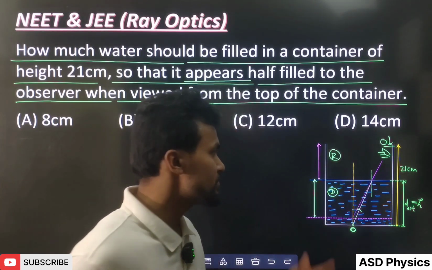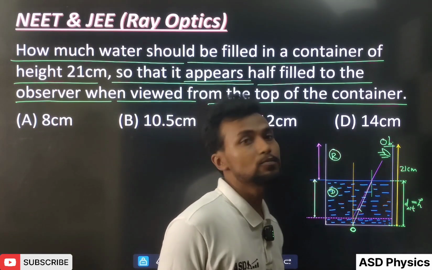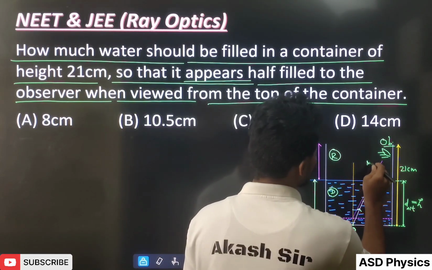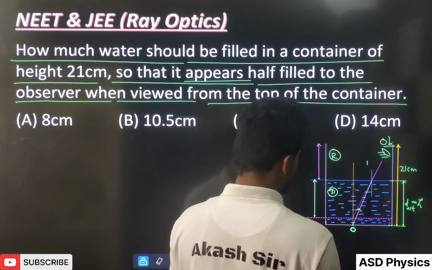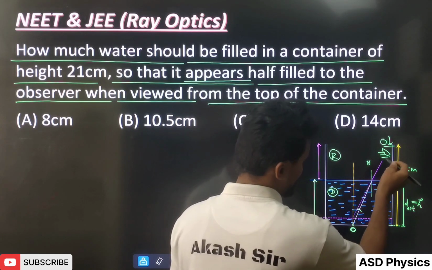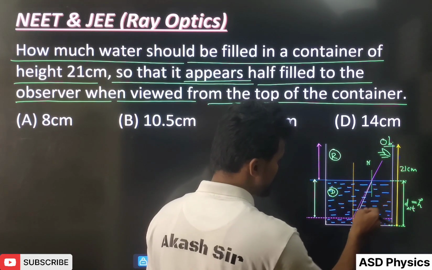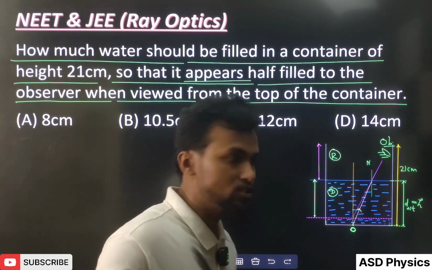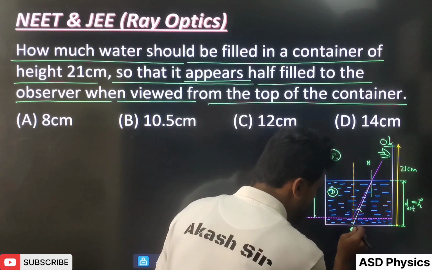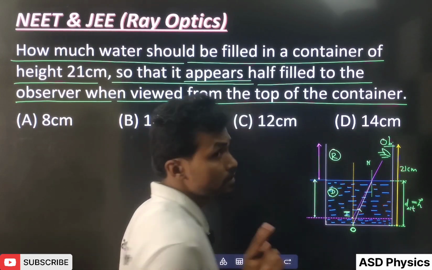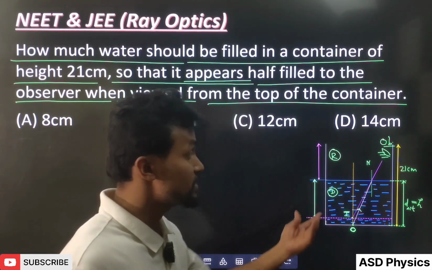We know very well that when light travels from a denser medium to a rarer medium, it will bend away from the normal. Let's take this as the normal. You can see very well, bending away from the normal. The observer can see only in a straight line. So the actual bottom is not here; he will observe that the bottom is here, it will appear here.